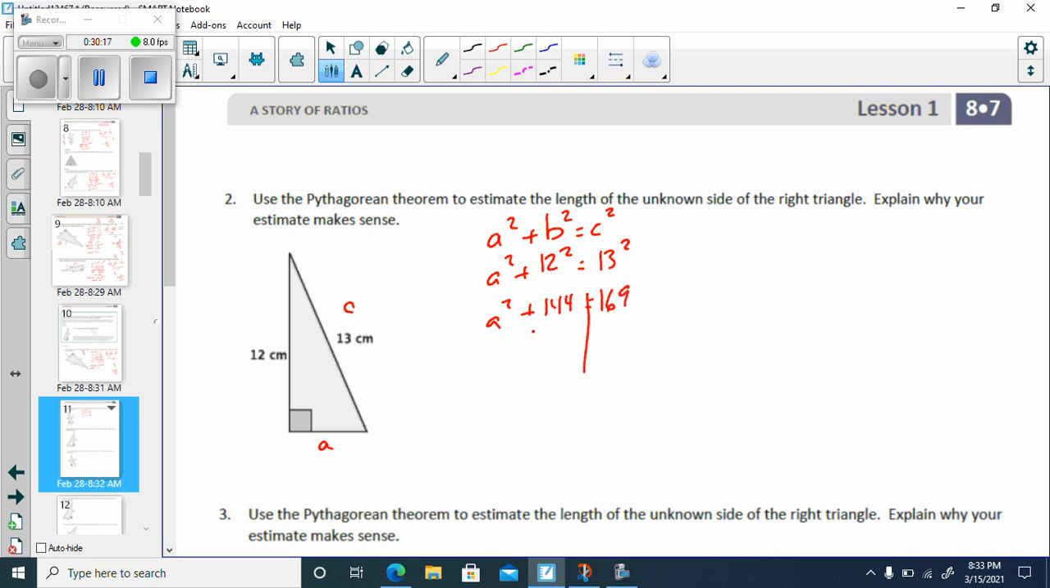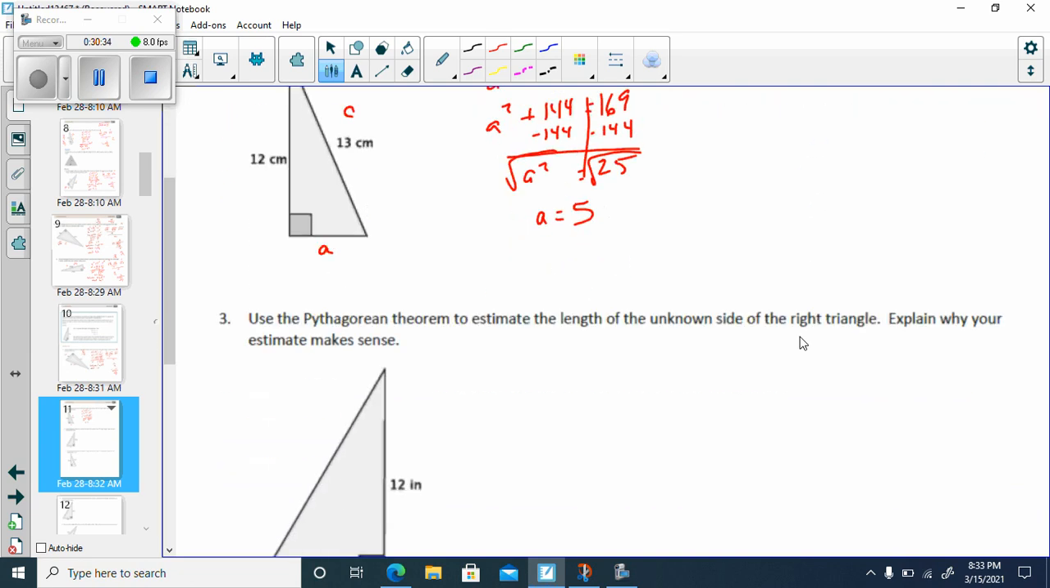Let's subtract 144 from both sides. And my A squared would be equal to 25. Let's take the square root of that, and A would be equal to 5, okay? So we don't have to go through anything else. We've got that one, don't we?